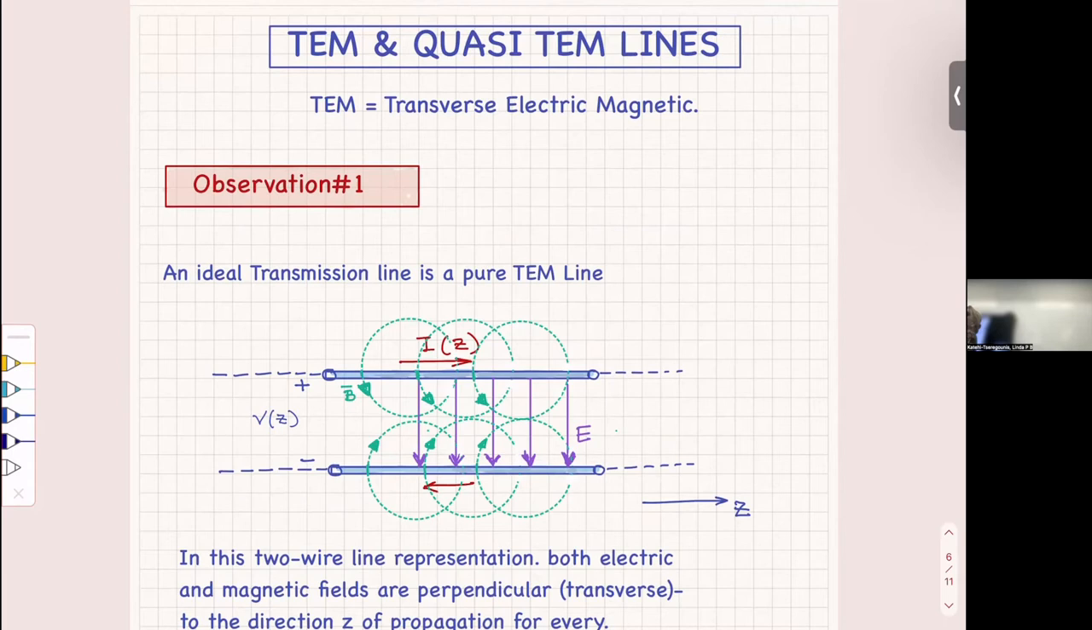Then what happens if we now consider the current as opposed to charges? And therefore, there is a magnetic field. And if this current goes like that, the magnetic field for this is going to go like this.